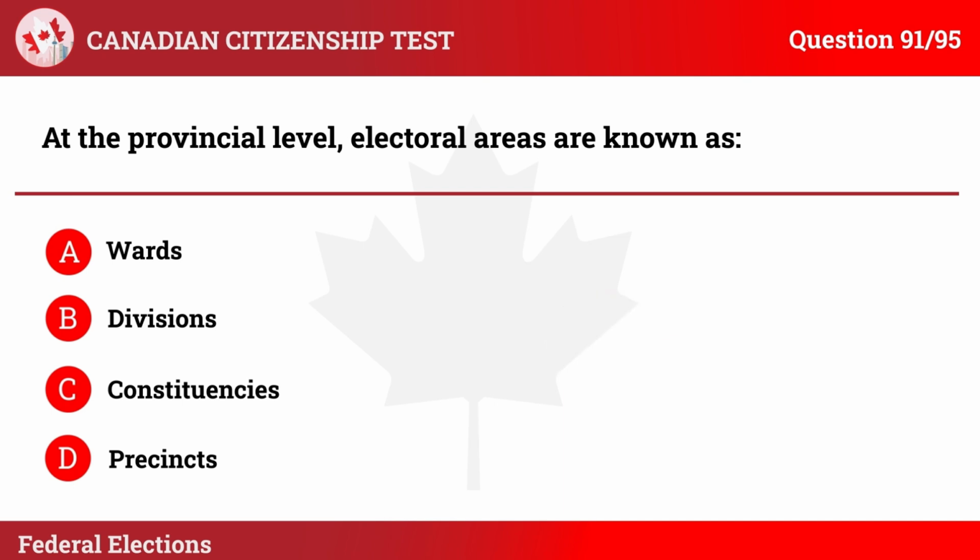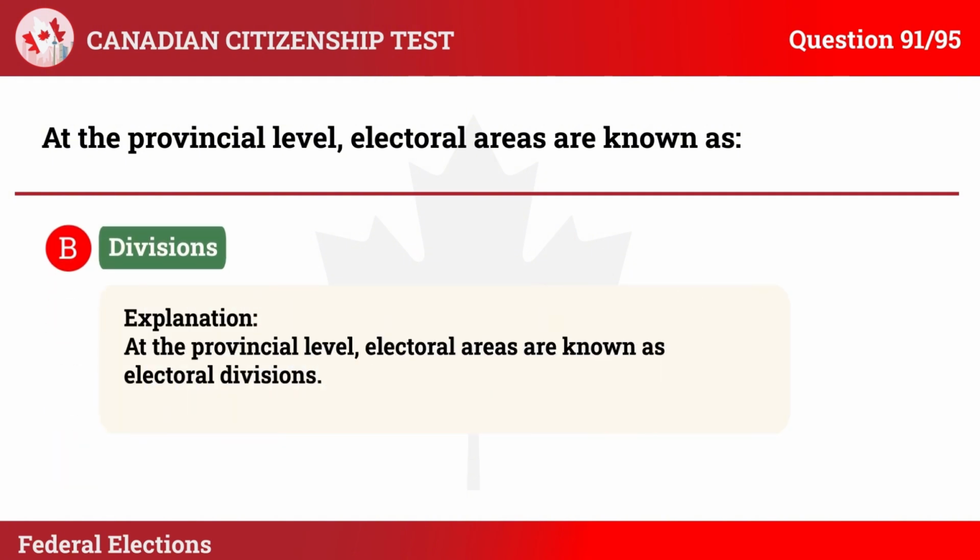The correct answer is B. Divisions. Explanation: at the provincial level, electoral areas are known as electoral divisions.